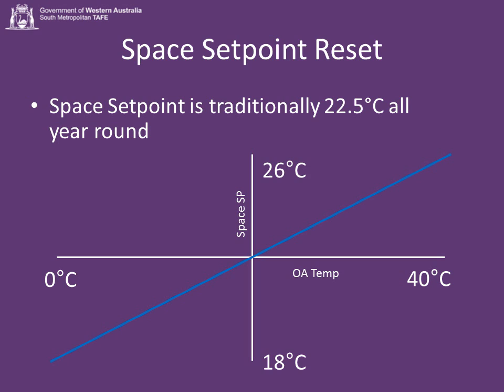So, rather than using 22.5 degrees all year round, what we should do is reset our space temperature set point. When it's 40 degrees outside, we should have a set point of 26. When it's 0 degrees outside, we should have a set point of 18. At very least. This will save masses and masses of money. And it'll also make everybody in the building more comfortable.